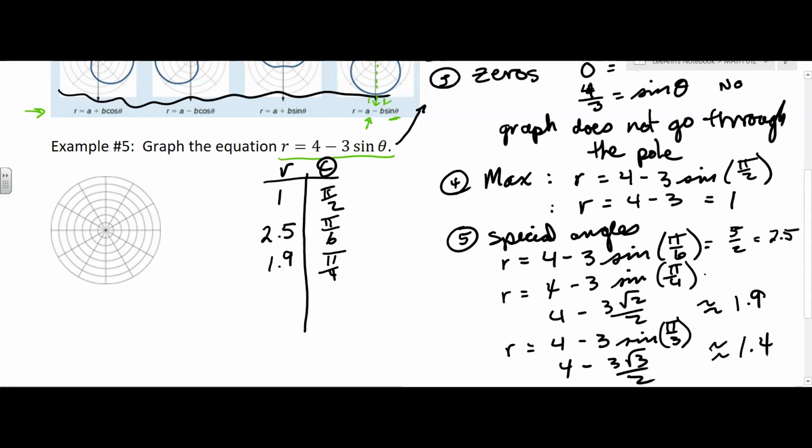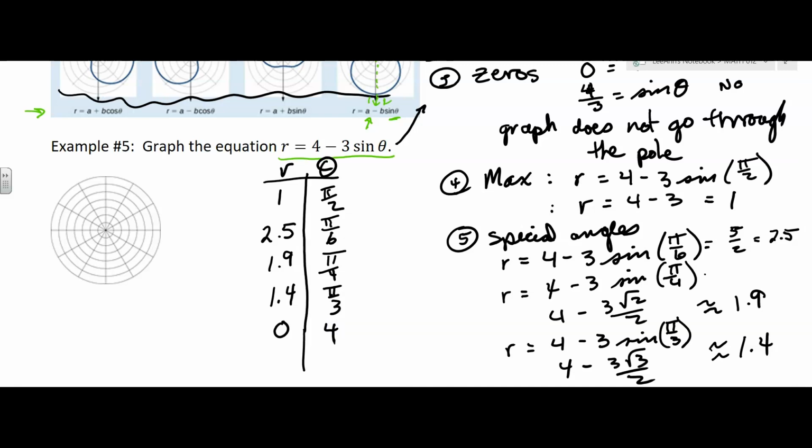And then, did we do pi over 2? We already did pi over 2. Oh, you know what? We didn't do 0. We should do when sine is 0. Let's put this in. It's about, oh, that was at pi over 3. And let's go ahead and put in 0. What happens if we put in 0? You're just going to get 4. Okay, now let's graph these and see what happens.